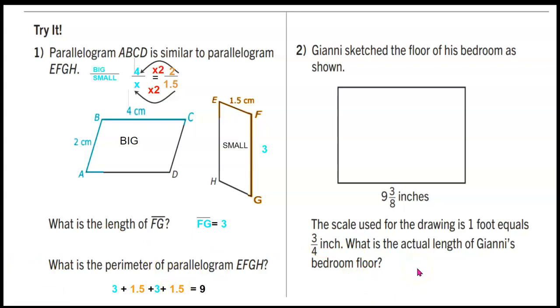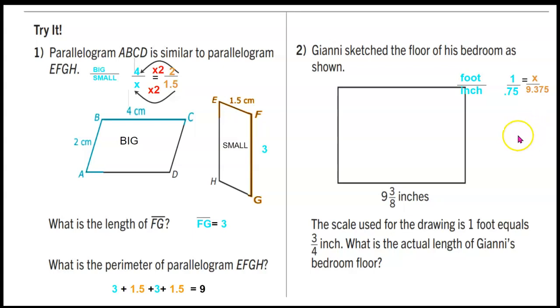In order to solve this problem, we would need to set up a proportion comparing the scale given compared to the dimensions. Our first ratio would be, we would put feet over inches. So we would use the scale 1 over 0.75. 3/4 inches can be changed into 0.75. And we would use the proportion x over 9.375. 3/8 is a fraction that can be changed into 0.375.